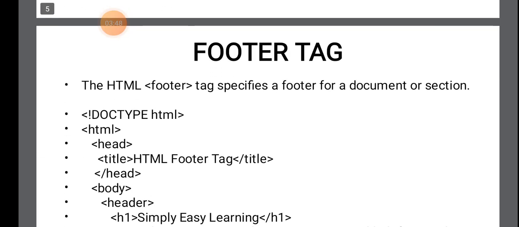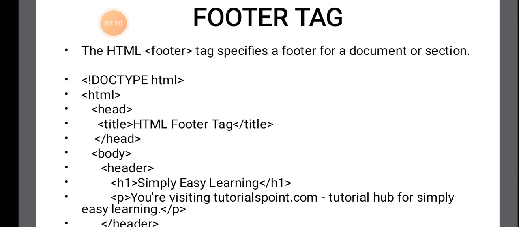Next is the footer tag. The header tag is used for displaying the headings, whereas the footer tag is used to specify a footer for the document. What is a footer? Something that appears below the web page, at the end. For example, the copyright, the license that we have for that web page, will be displayed below the web page. You can display that using your footer tag.